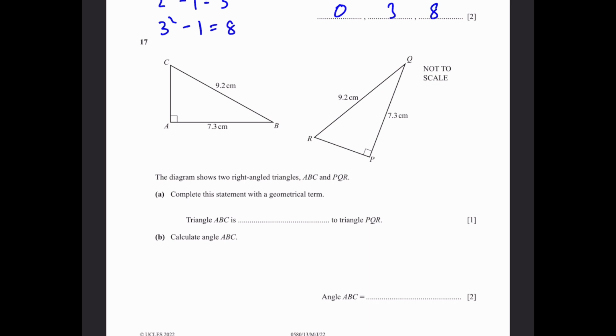Question 17. The diagram shows 2 right-angled triangles ABC and PQR. A. Complete the statement with a geometrical term. Triangle ABC is dash to triangle PQR. So if you can see, these two sides are corresponding on both triangles and they're equal. They both also have a 90-degree angle. Therefore, we can already say that these two triangles are the same. There's no change in the length, or they are congruent.